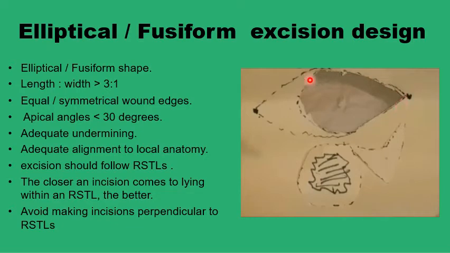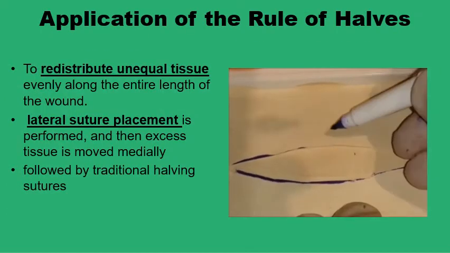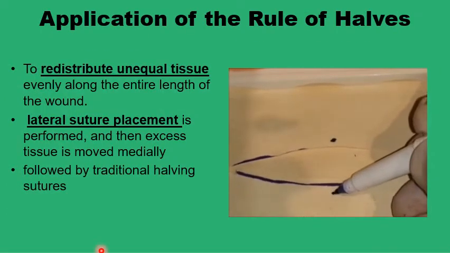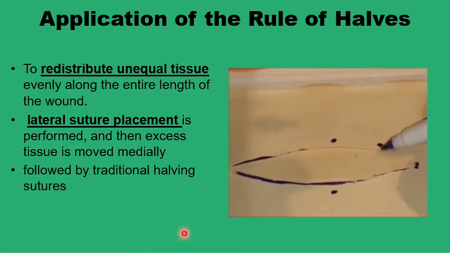Remember that on designing this ellipse, you would have to respect the local anatomy, and you would have to try and place it as close as possible to the relaxed skin tension lines. And if that's not possible, at least avoid having the orientation perpendicular to any nearby relaxed skin tension lines. The other simple thing that can be done to avoid a dog ear is to apply the rule of halves while putting your sutures in the wound.